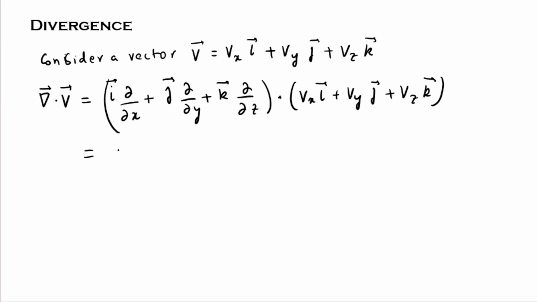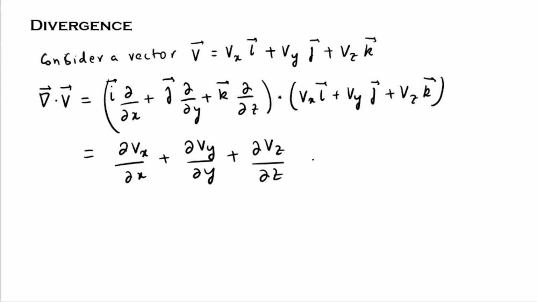Just as we take dot product of two vectors, similarly we perform this operation. Therefore we get dou vx by dou x plus dou vy by dou y plus dou vz by dou z. This is a scalar quantity. Let's look at an example.